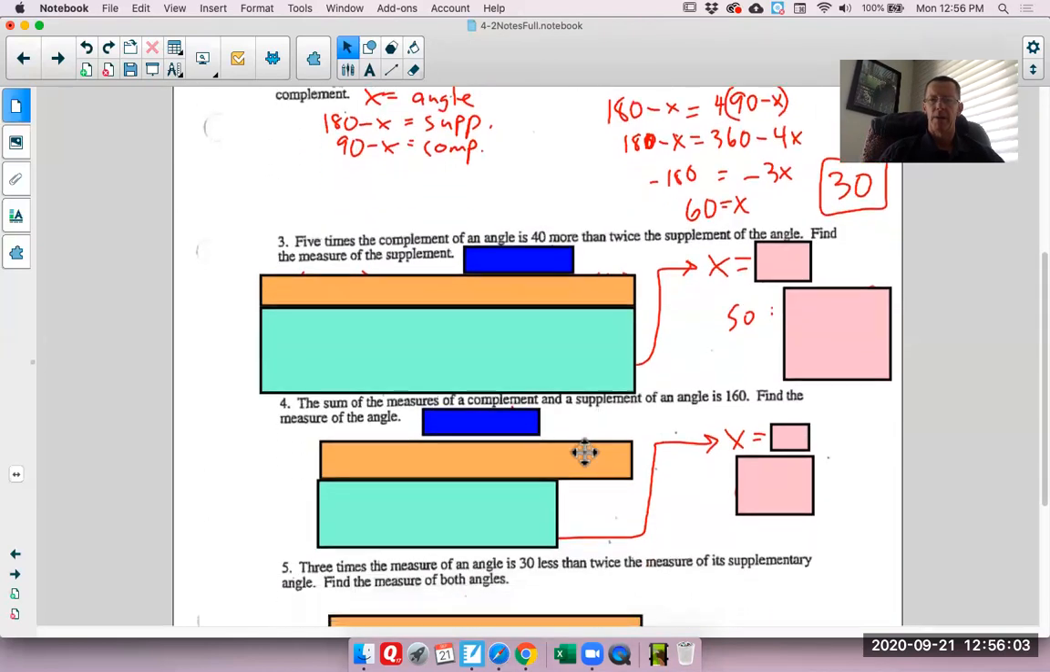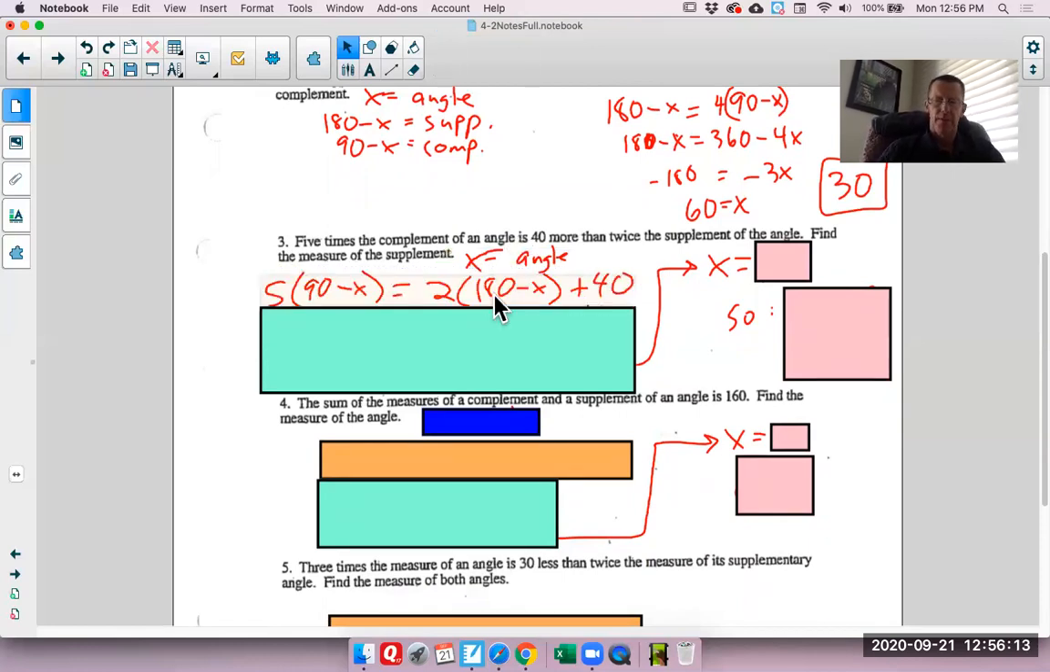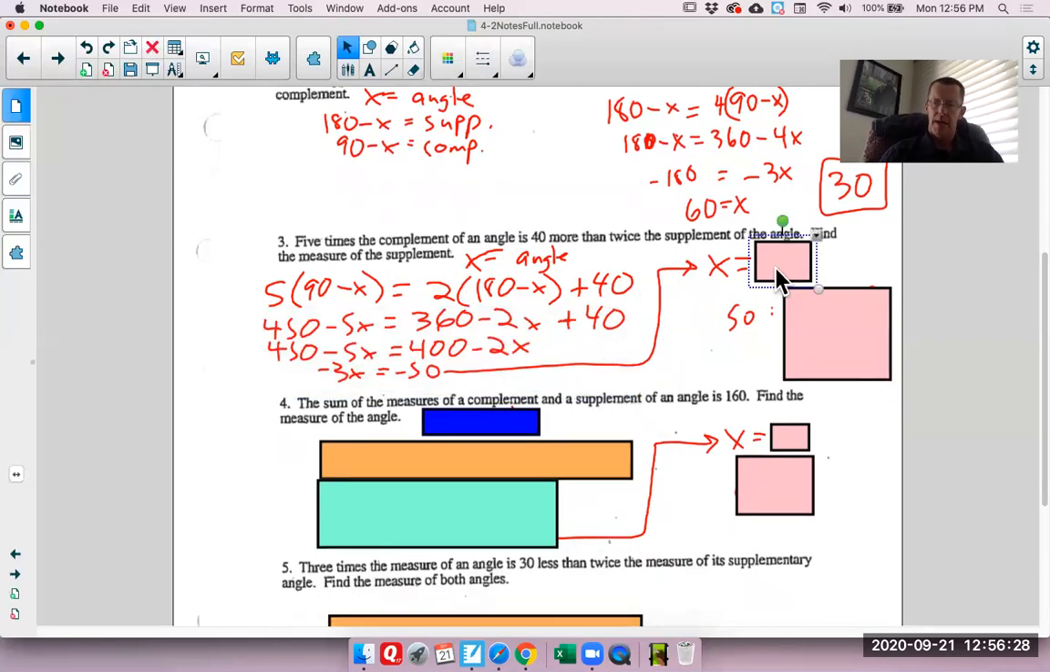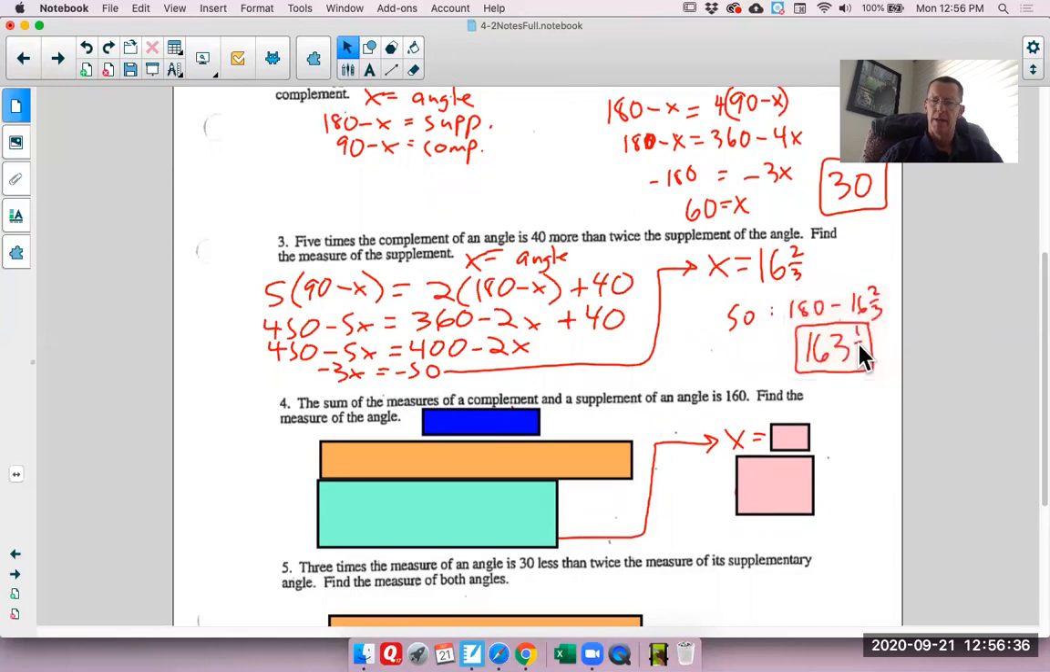Okay, number 3, go for it. All right, I'm back. So again, set X equal to the measure of the angle. So in this case, hopefully you set it up as 5 times the complement, which would be 90 minus X, is 40 more than twice the supplement, 2 times the quantity 180 minus X, plus 40. And I ended up getting X equals 16 2/3. I thought, oh my gosh, I don't know if that's right. And therefore, if we know that, then we just need to subtract that from 180 and get 163 1/3.